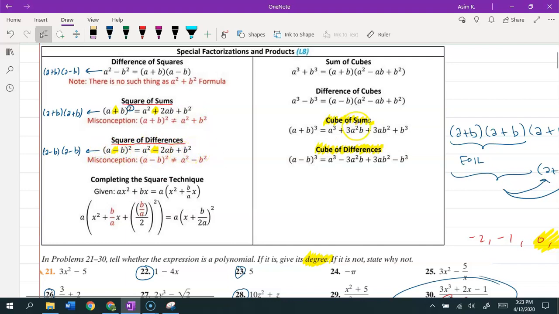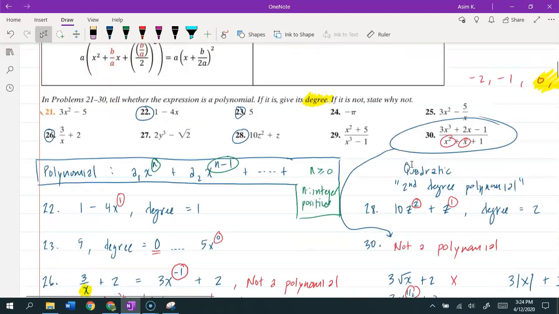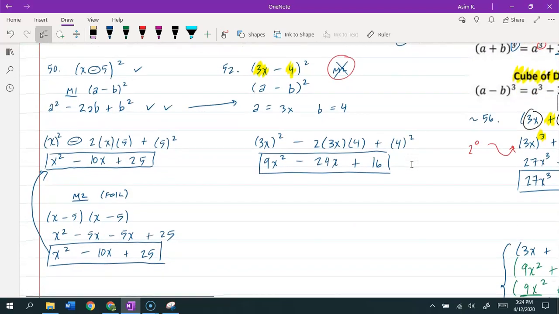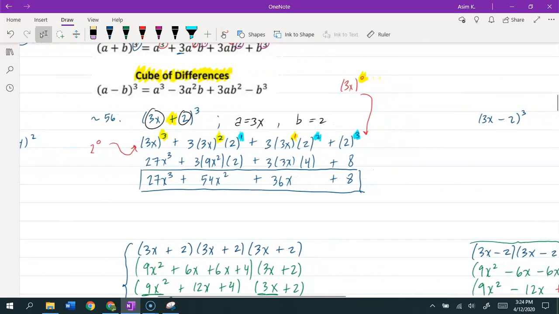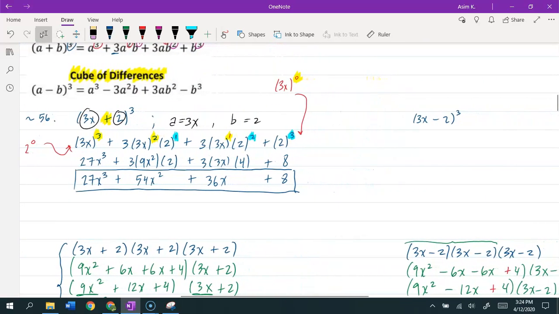So when we talk about the cube of sums and the cube of differences, obviously in the cube of sums, everything is positive. But in the cube of differences, the first term is positive, the second term is negative, the third term is positive, and the fourth term is negative. So they keep doing something called alternating signs, right? So they keep alternating signs. That's another way to keep track of this formula and make sure it's working for you.